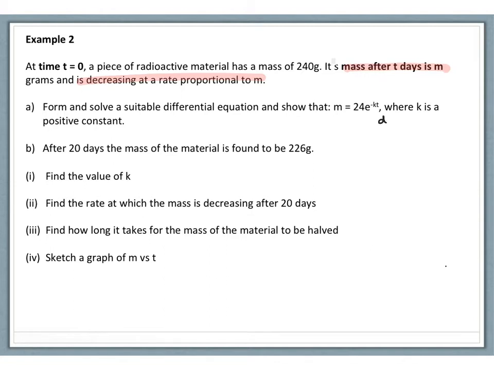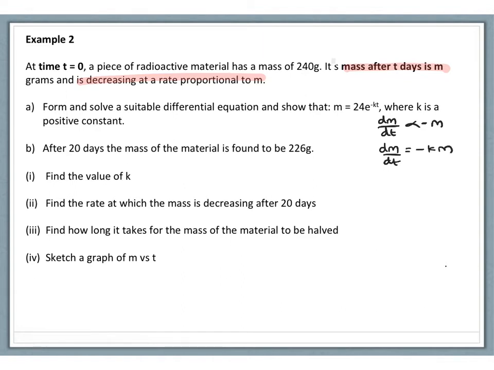So we know the rate of change of the mass, dm by dt, is directly proportional to m, but it's a negative rate like that. So we can then write dm by dt equals negative km.